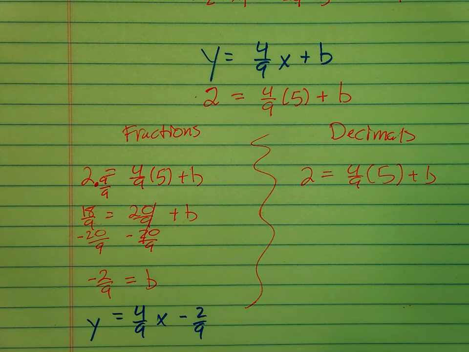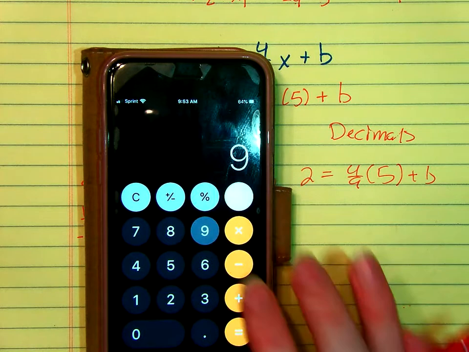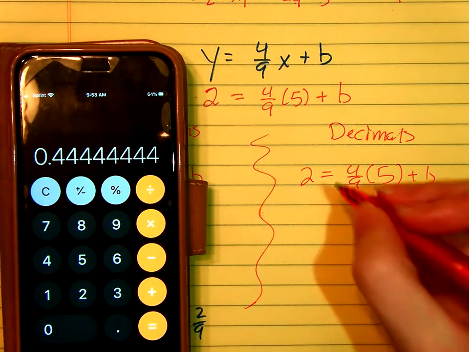Let's try another one. So let's say you hate working with fractions, you're allergic to them. I understand, a lot of people don't like them. So we're going to go ahead and do 4 divided by 9 on our calculator. So 4 divided by 9 gives me what? 0.4444 repeating.